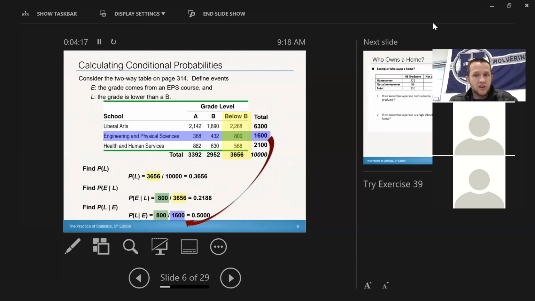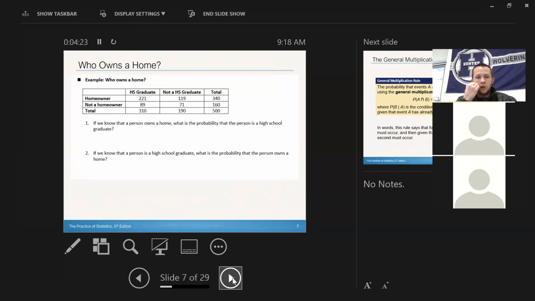No? Okay, well then what we're going to do is go back to an example we saw last time, which was who owns a home. So we're looking at 500 people. We randomly selected them and asked them two questions. Do you own a home? And did you graduate high school? And they went into these categories here, and it's got the totals included.